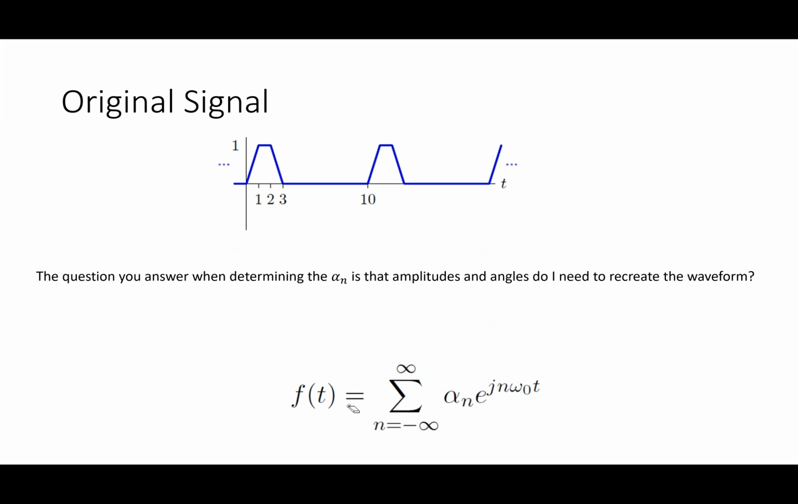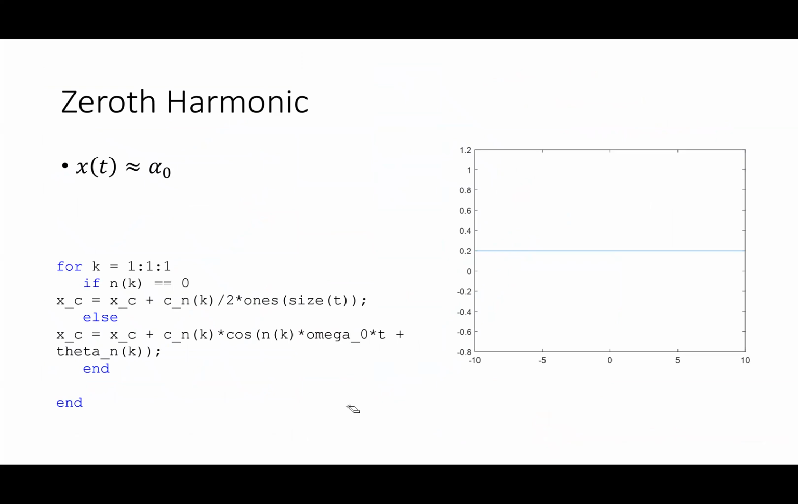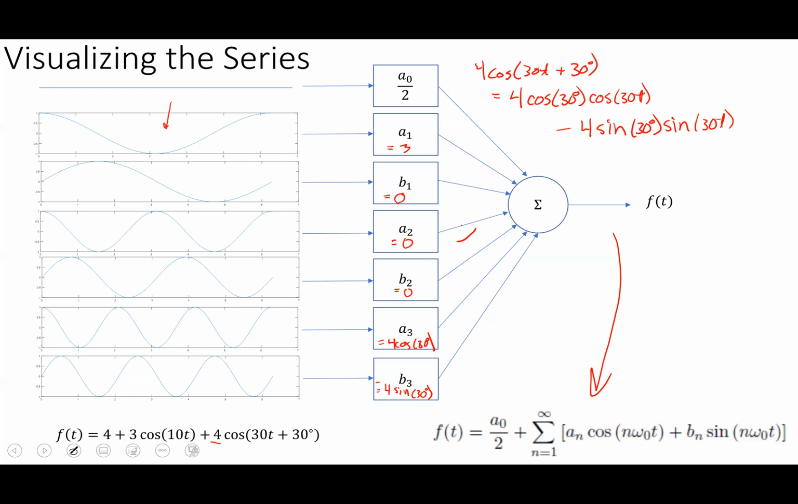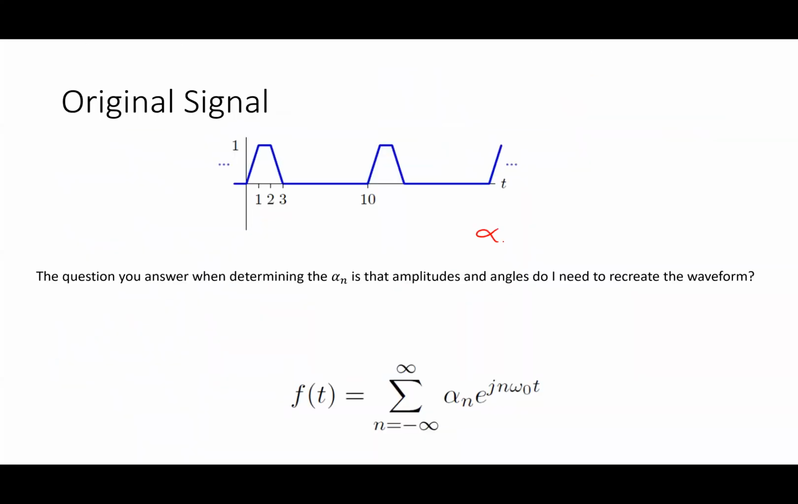All right. So what I wanted to show is, let's say I did the integral here. So alpha n equals 1 over 10 times the integral from 0 to 10 of x of t e to the negative j omega naught n t dt. And you would have to figure out what the x of t values are, and you would get your alpha n's, and then you would put some code together to plot this.